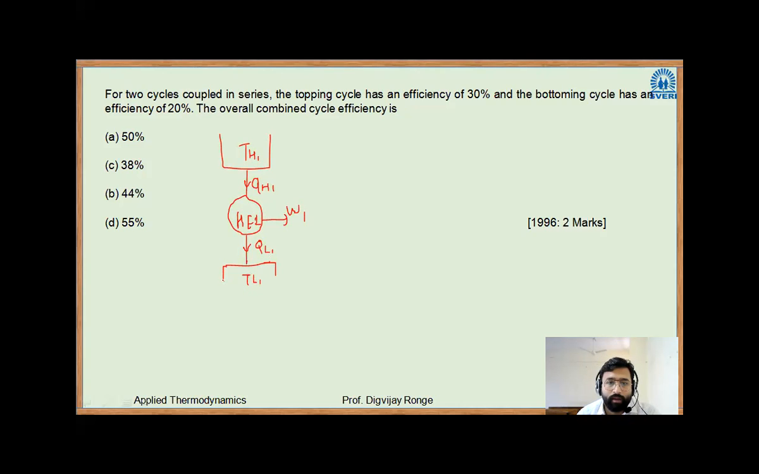So that means there is another cycle at the bottom. There is another heat engine 2. Then it has some other thing. So here TL1 is TH2. Here again QH2, W2. Again here you have QL2 and TL2. So here TL1 is equal to TH2. Okay. Now the efficiencies of these two cycles are given.